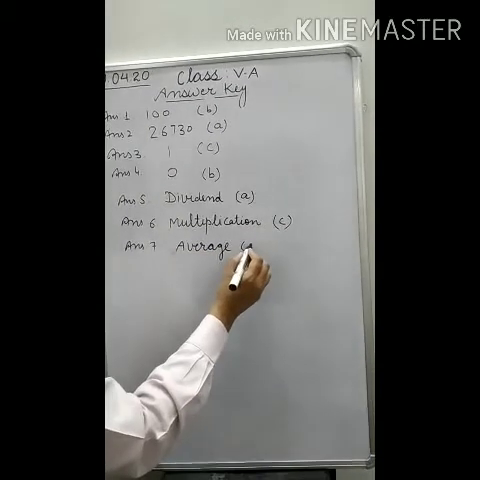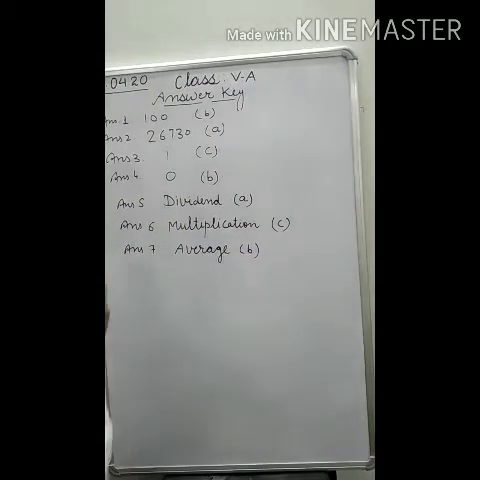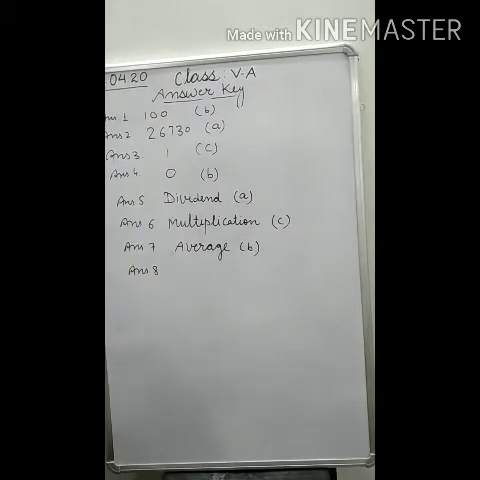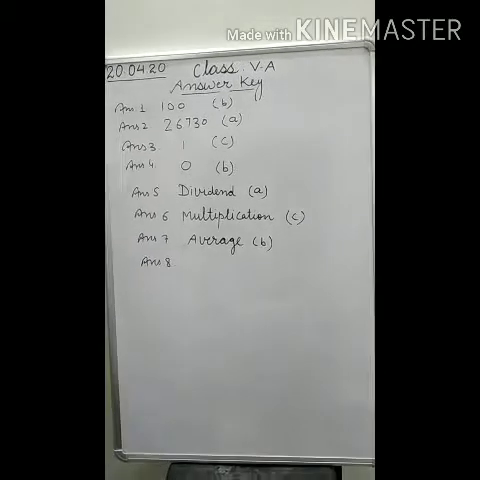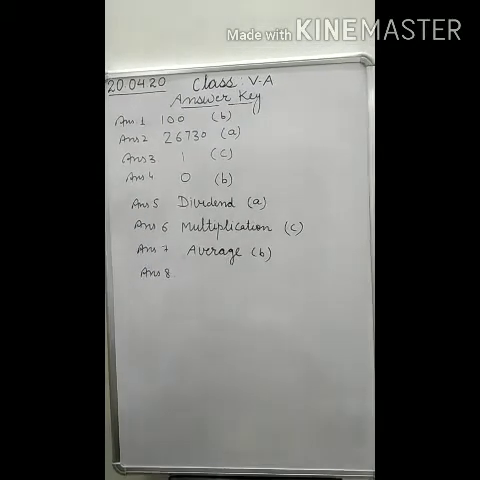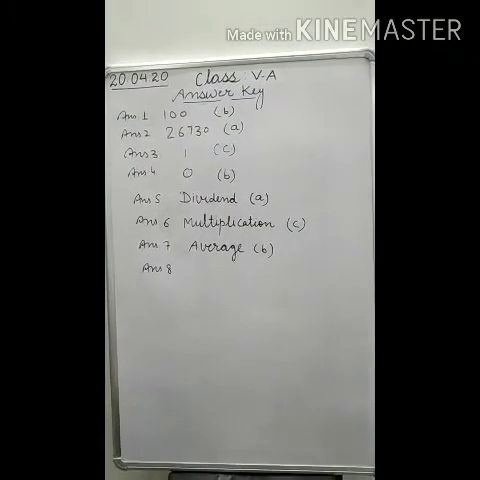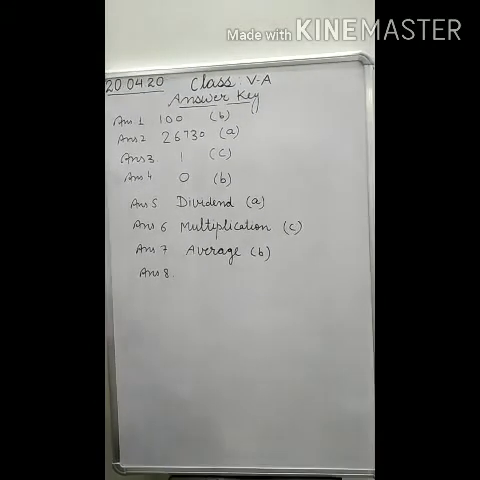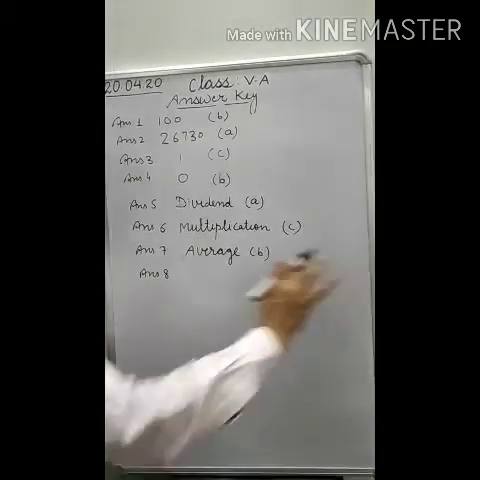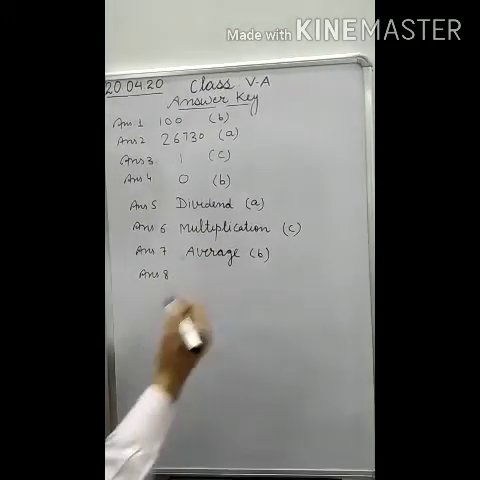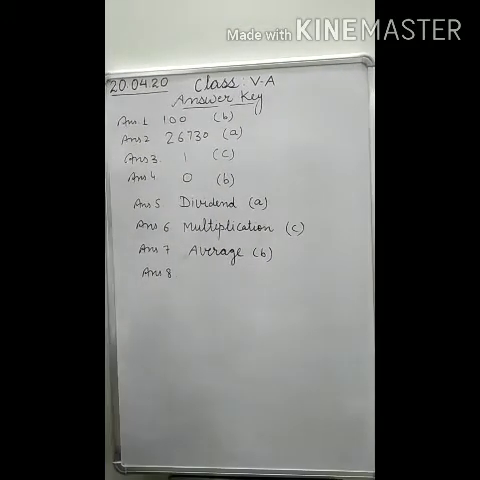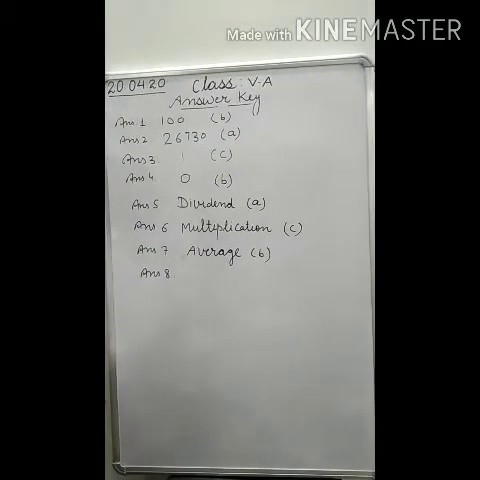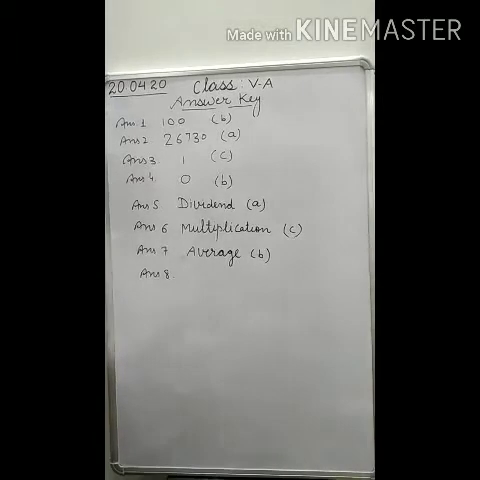And with this, the option is B. Now come to the next answer, answer number 8. Here in this question, you have been given the average of the first 5 natural numbers, which you have to find out. To solve it, first write down the first 5 natural numbers. So what are the first 5 natural numbers? They are 1, 2, 3, 4 and 5.